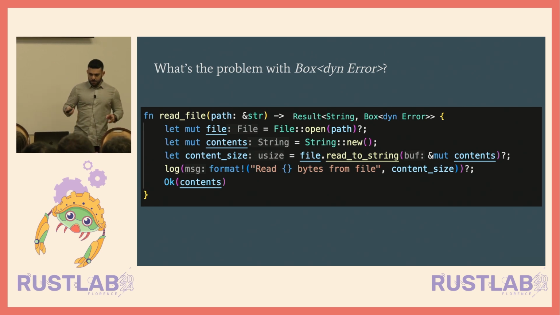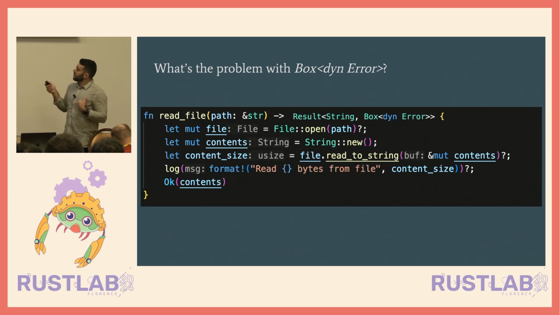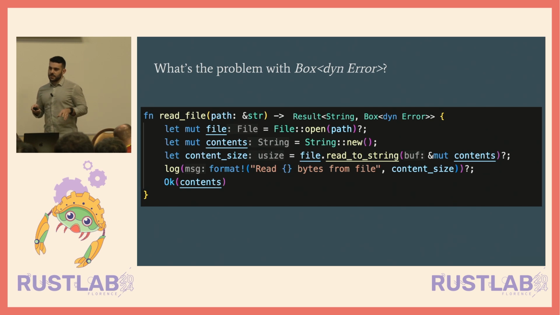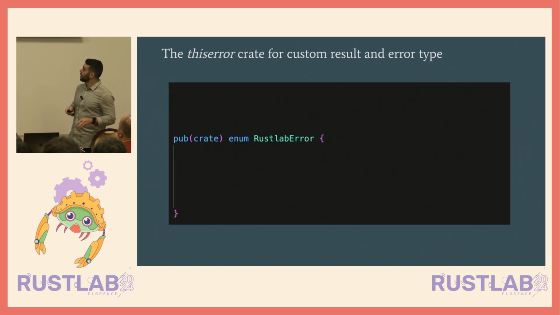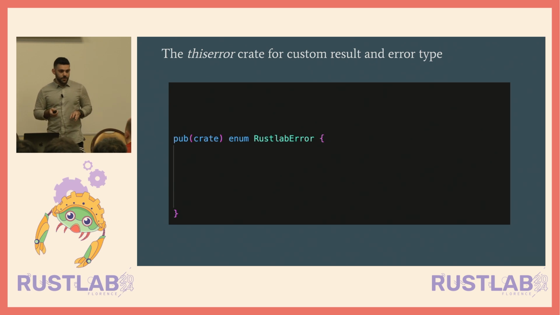So there is a problem with Box<dyn Error>, in my opinion. The problem is that when someone calls read_file, they will not know what types of error can be returned from it. And that way we miss some of Rust's capabilities as a strongly typed language, right? What we can do in that case is just create our own closed set of errors.